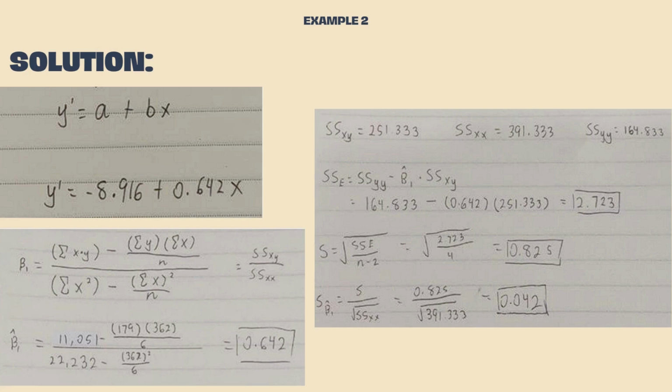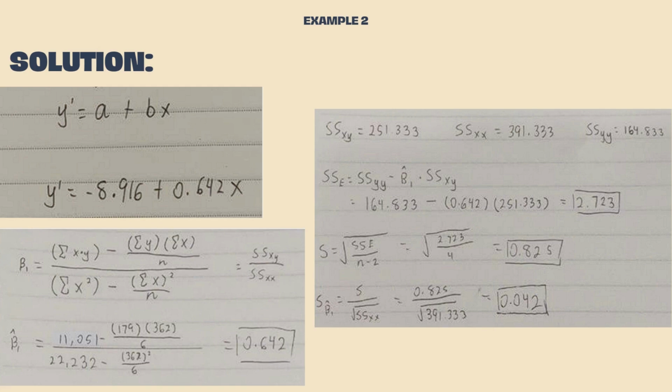So for our solution, we have our linear regression equation again. So y prime is equivalent to negative 8.916 plus 0.642x. So now we have to get beta sub 1, which is sum of squares xy over sum of squares xx, and we have our equation here.